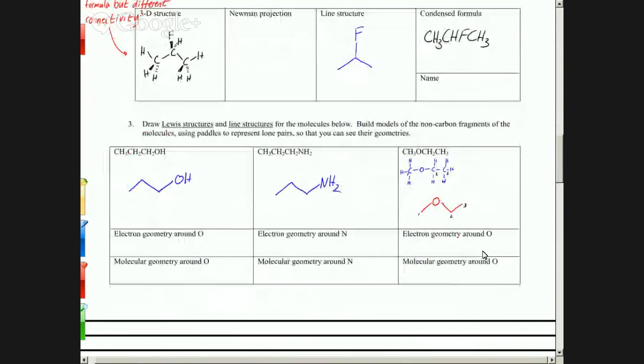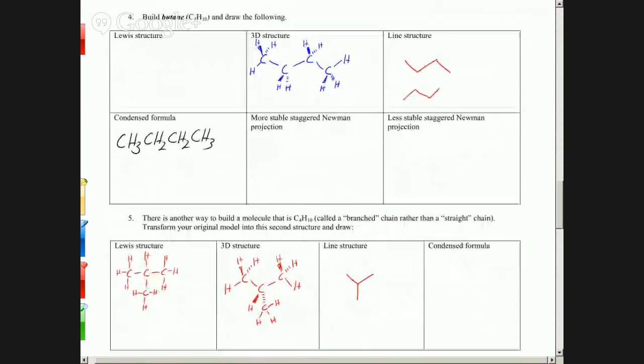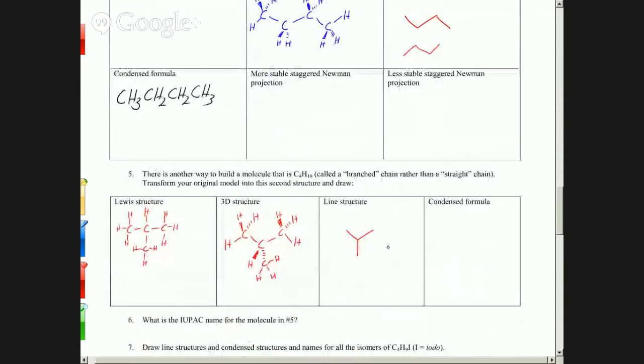Okay, so let's jump down to butane. Our condensed formula would be, how would you say it for butane? Okay. Anybody have any issues with that? And where it can get tricky is in something like this. So we have to make this condensed formula different from this one. And we need to show that that CH3 over here is coming off of that second carbon. Anybody know how we do that?